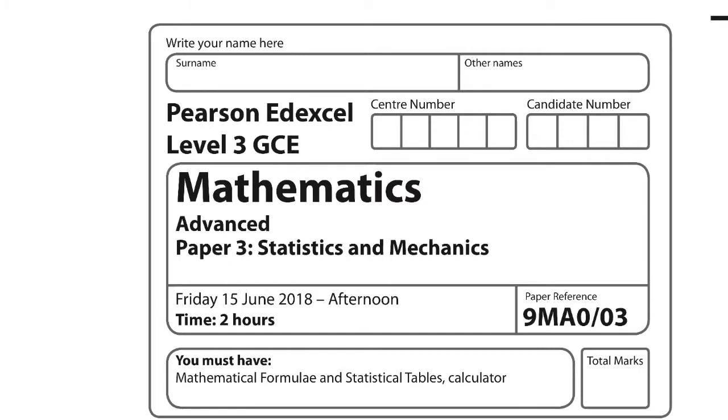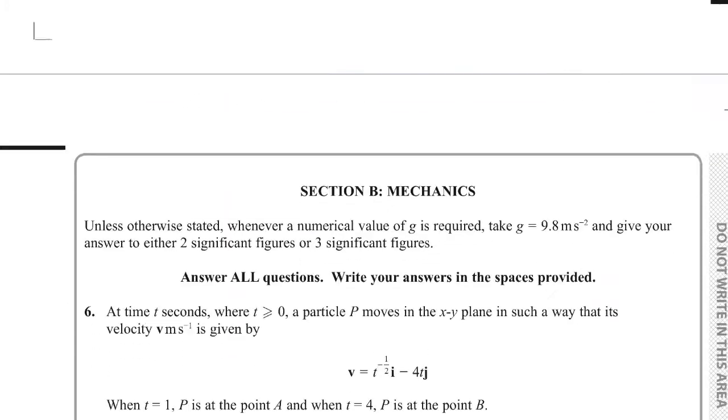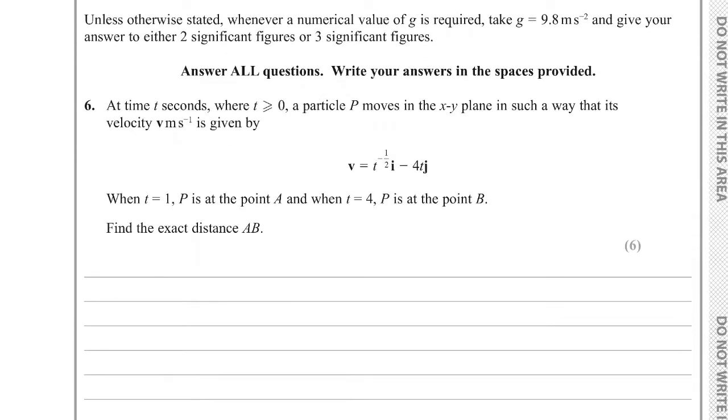We will be looking at the mechanics paper of June 2018. Question 6: at time t seconds, t is positive, a particle P moves in the xy plane. The velocity v is given in vector form. When t is 1, P is at the point A, and when t is 4, P is at the point B. We need to find the exact distance AB.